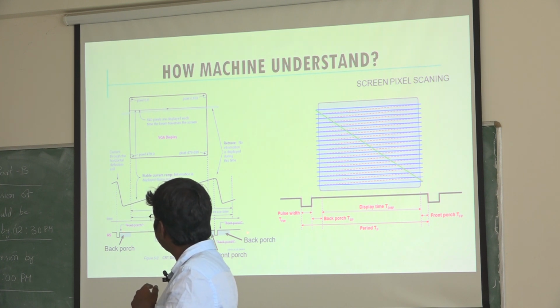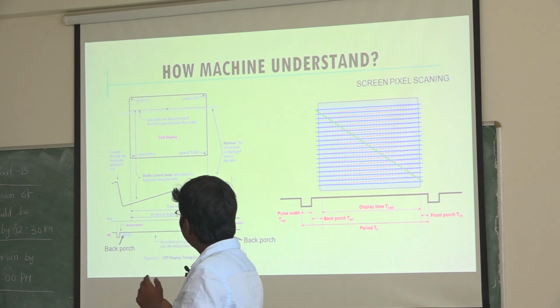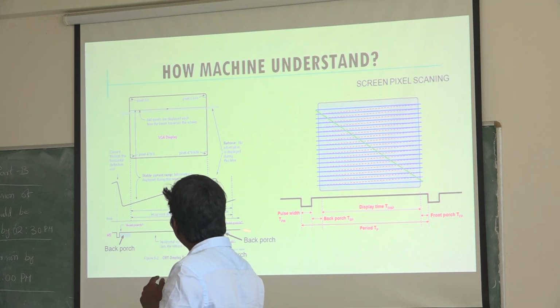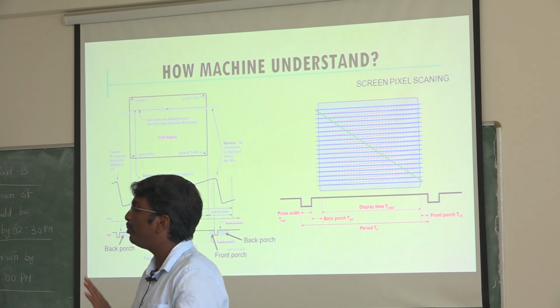So again the next is started. From here the second frame will start. This is the second frame starting point, the active area. This pulse is the most important one. If this pulse is not proper in your system, then your video will not be proper.